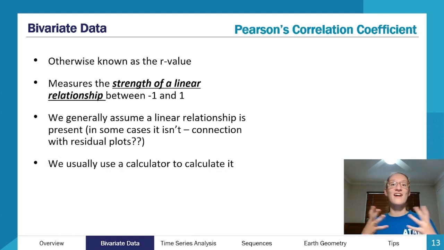So moving on to what we just mentioned, our R value, our Pearson's correlation coefficient. This measures the strength of a linear relationship, and it also tells us about the direction. So instead of maybe weak, maybe no association, maybe moderate, maybe strong, we actually get that exact, precise mathematical number value that tells us about it. And like I said before, we generally assume a linear relationship is present, but in some cases it isn't, and a residual plot is how we can figure that out. So, making that connection again. When we're calculating R values, we usually use a calculator because it is quite a painful process by hand. There are little tricks and strategies you can use to speed up that process if you do need to calculate it by hand, but we won't be going into that today, just for the sake of time.